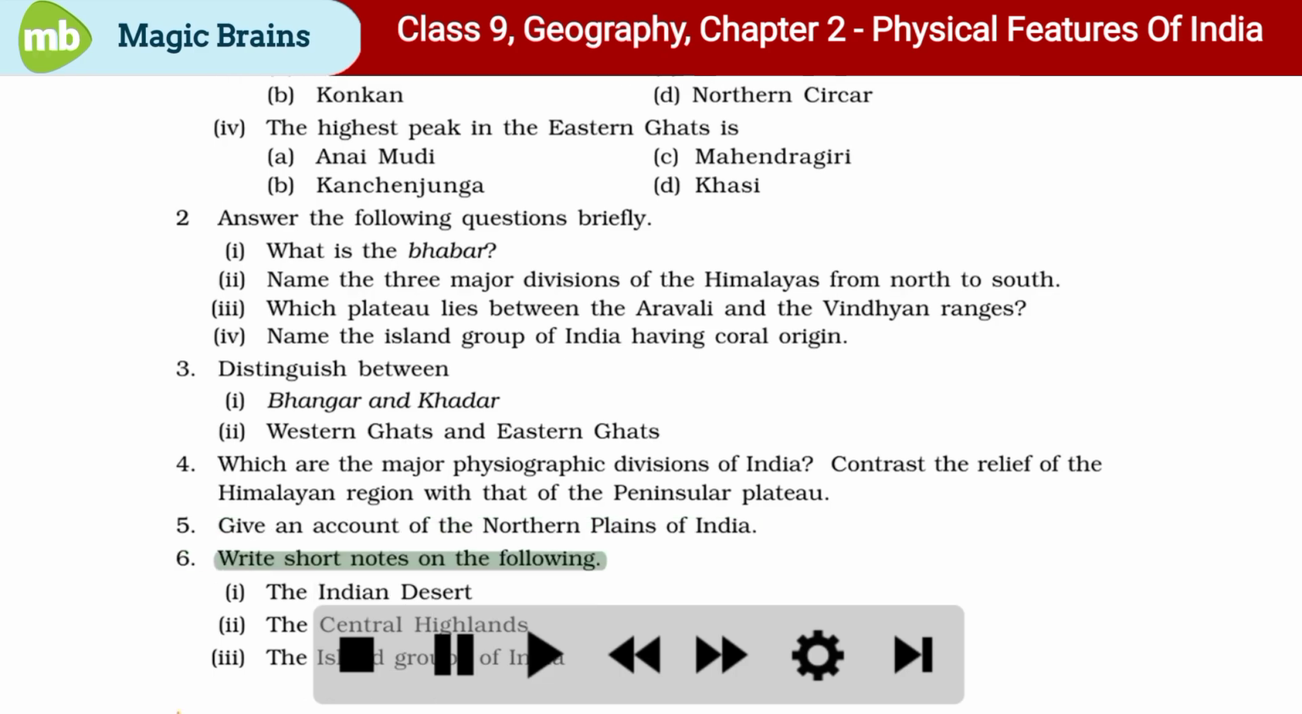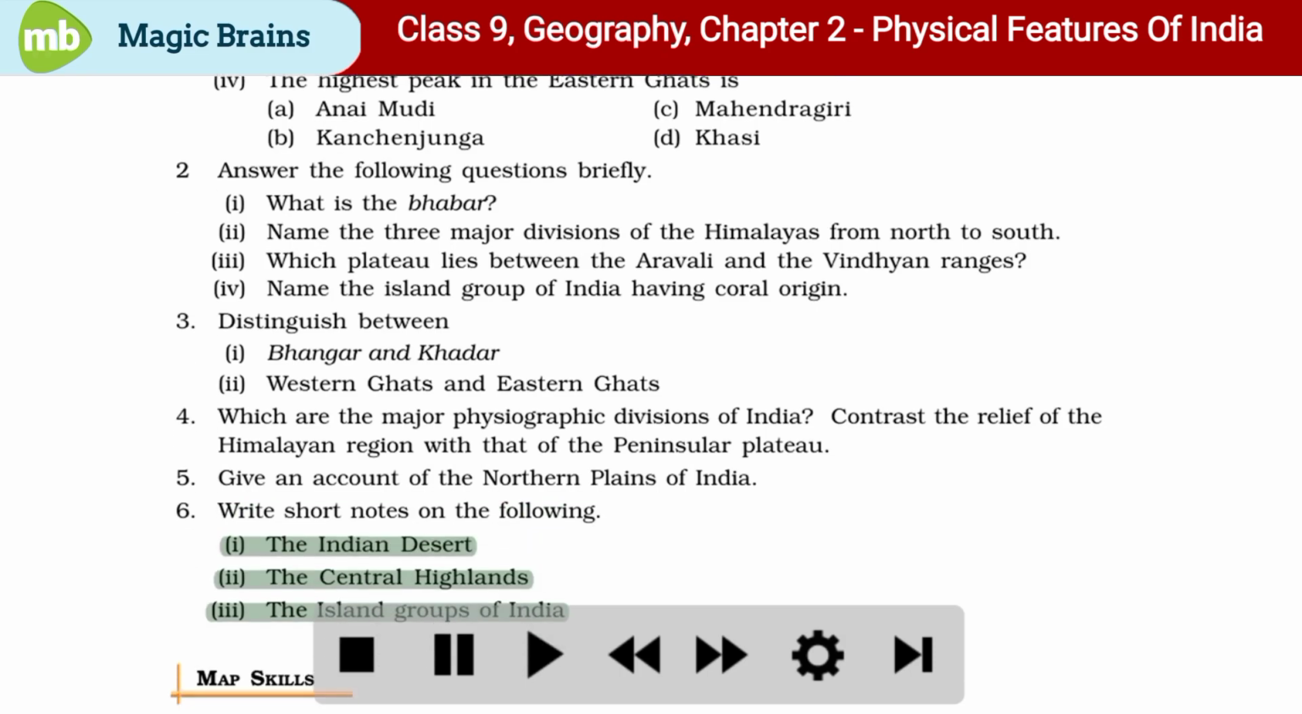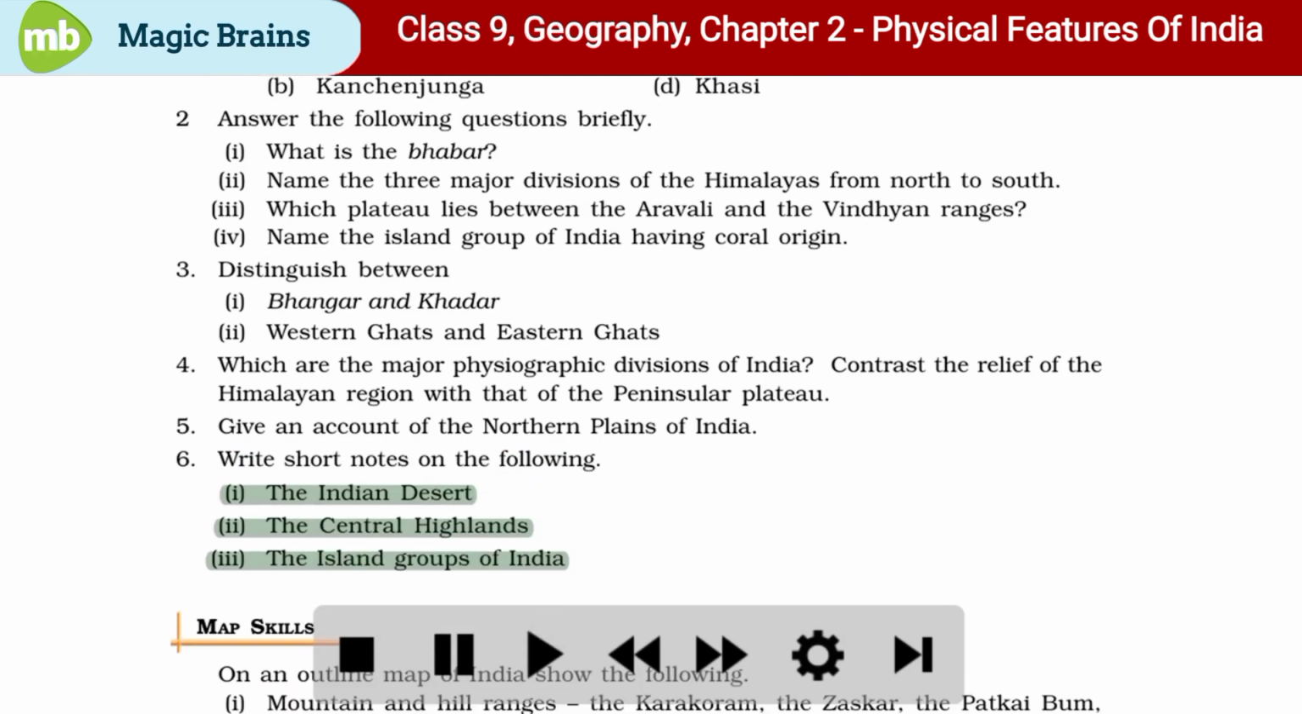Question 7. Write short notes on the following. 1. The Indian Desert. 2. The Central Highlands. And 3. The island groups of India.